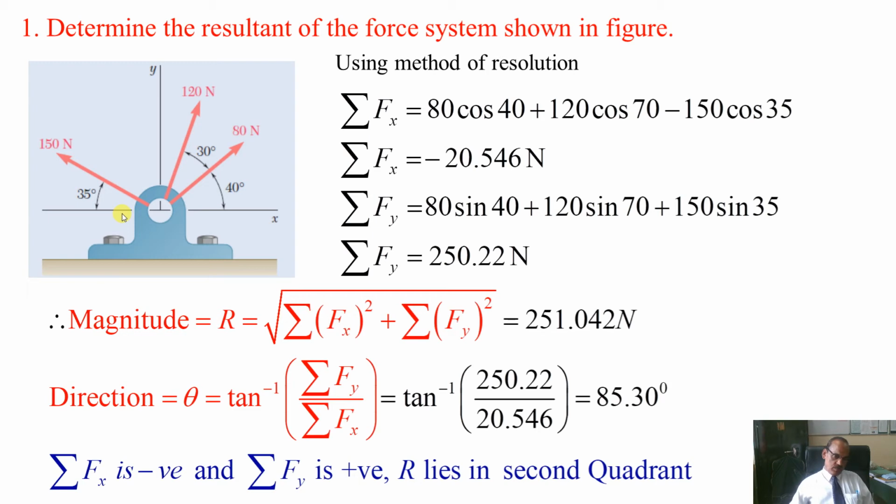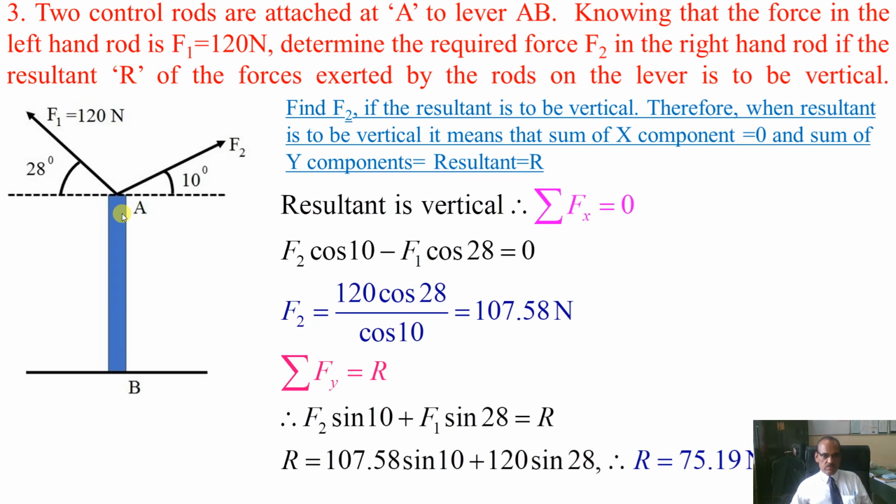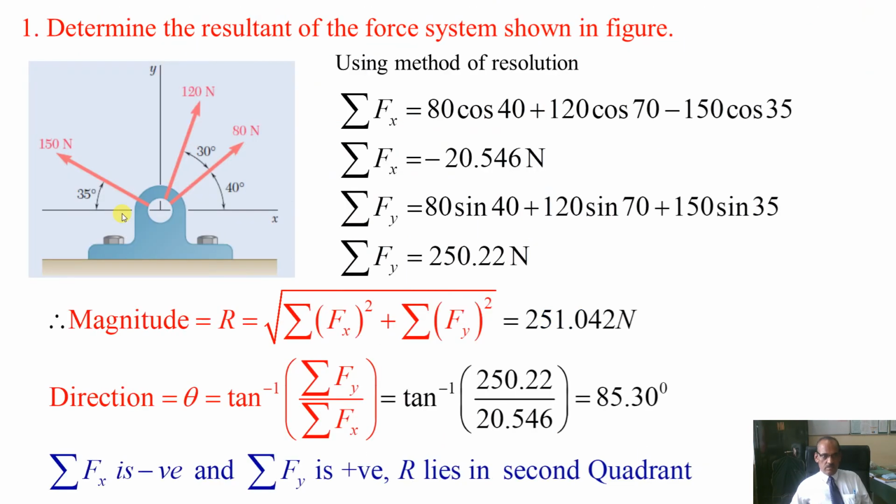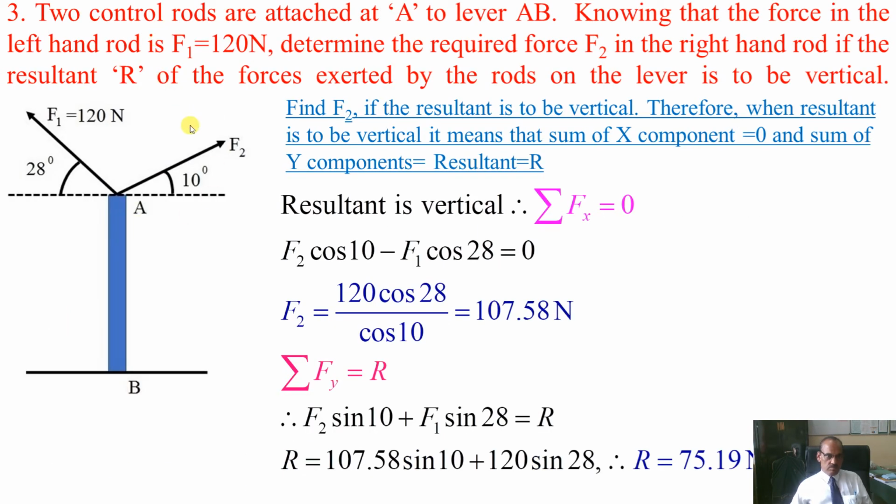85.30 degrees. So this way you can solve the numerical examples. Let us take the second problem. Two control rods are attached at A. At point A, this is one rod. How much is the force? 120 Newton.